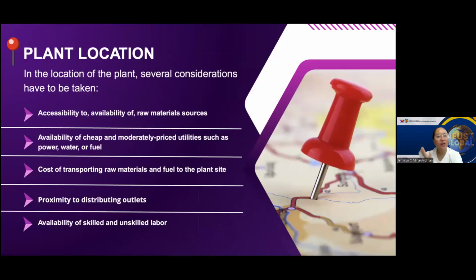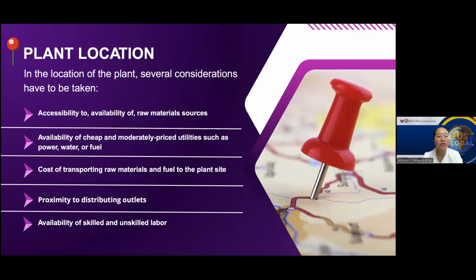We also have the plant location. The plant location is chosen based on factors like access to raw materials, affordable utilities, transportation costs, proximity to distributors, availability of labor. A detailed description, including the maps and landmarks, helps define the site clearly.